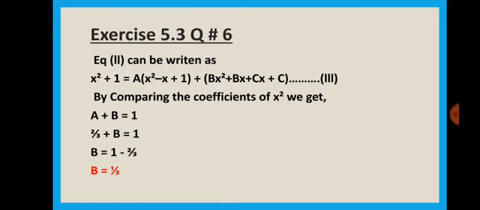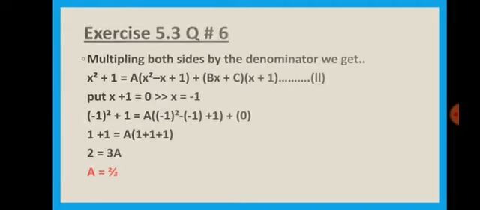In this equation there are two coefficients of x square on the right hand side and one on the left hand side, the coefficient of x square. So by comparing the coefficients of x square, we get a plus b is equal to 1. But we already have done the value of b is equal to 1 over 3 in our previous slide. So let's see.